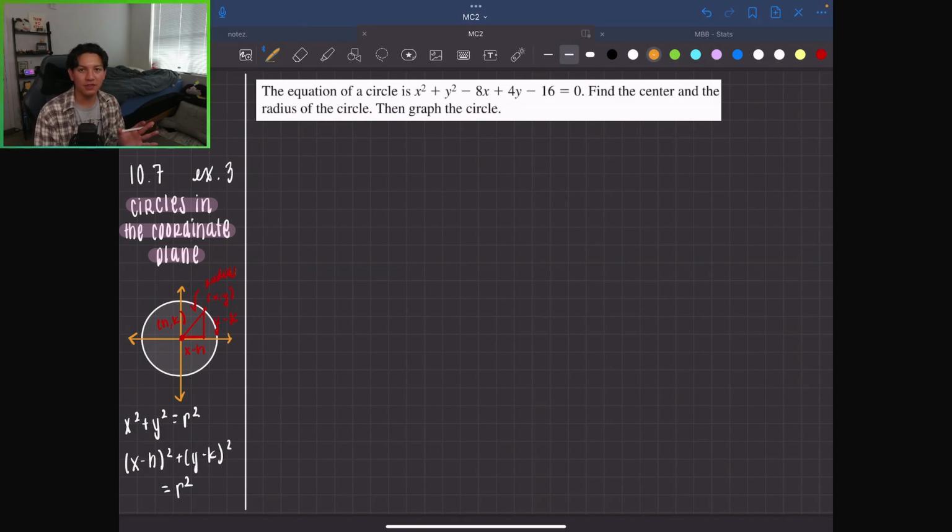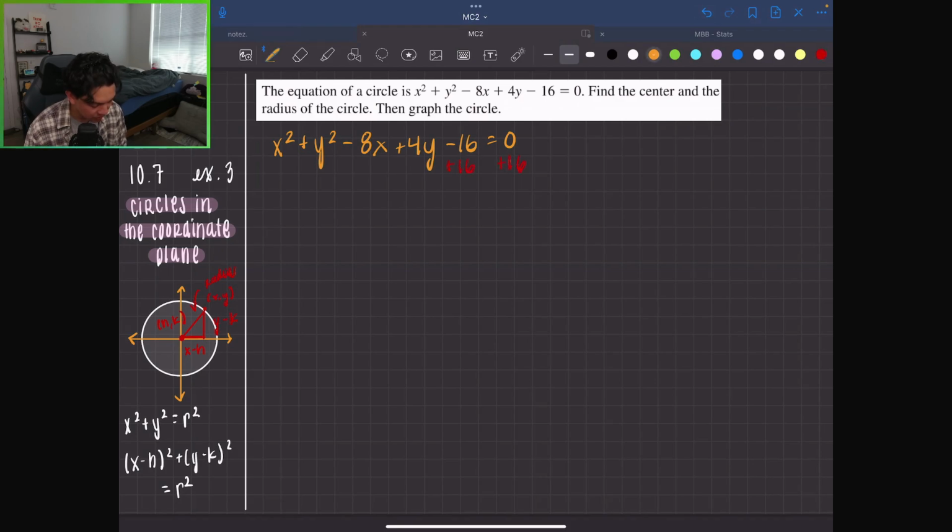So there's a lot of things that we need to do in order to accomplish this. The first thing that we're going to do here is identify what the constants are and isolate them. So basically, we're going to move everything that's not a variable to the other side of the equation. So first, let me write out what this equation is. x squared plus y squared minus 8x plus 4y minus 16 equals 0. So the only thing that we just need to move to the other side is this minus 16. So we're just going to add 16 to both sides of the equation.